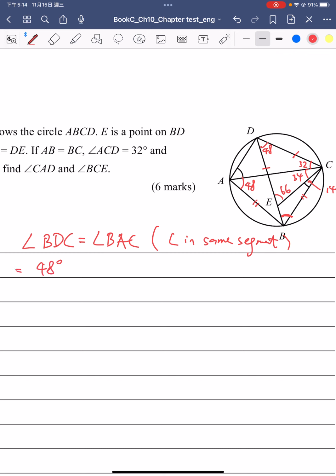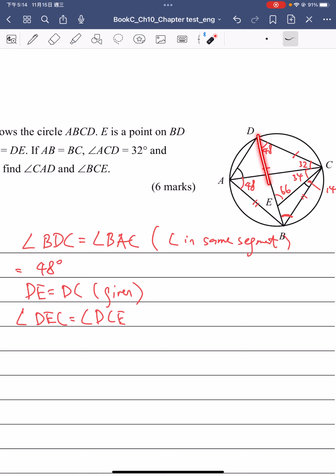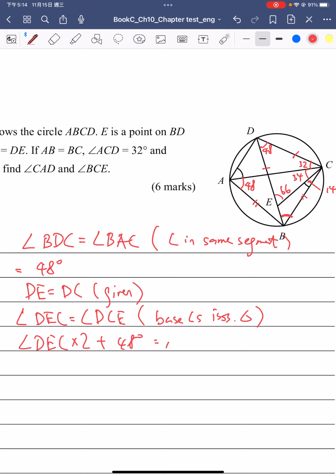Then as we have DE equal to DC, which is given, we can say that the angle DEC is equal to the angle DCE, by base angles of an isosceles triangle. Then each of them is equal to angle DEC. Times 2 plus 48 degrees is going to be equal to 180 degrees, by angle sum of a triangle. Then we can say that the angle DEC is going to be equal to 180 minus 48, and then we divide by 2.